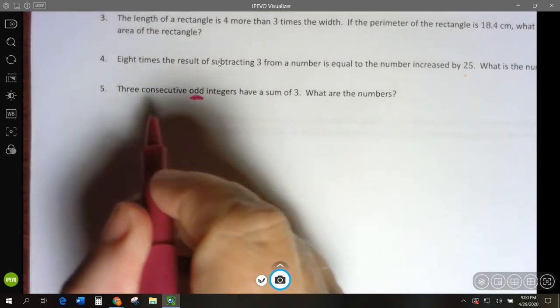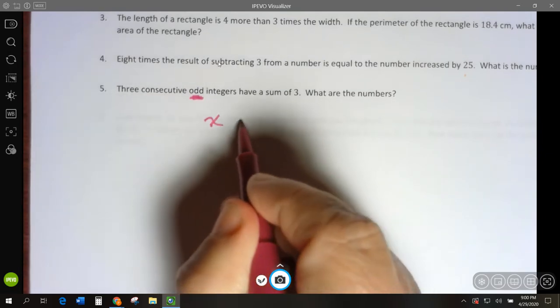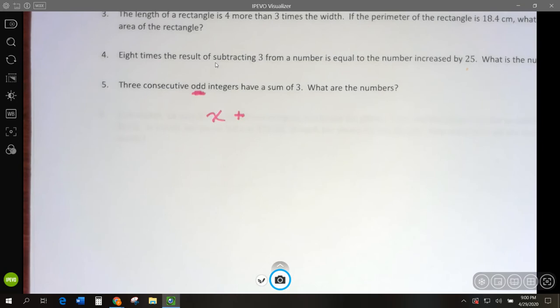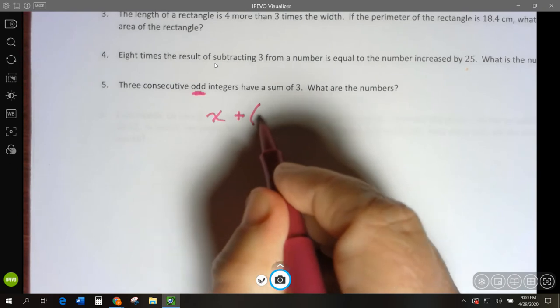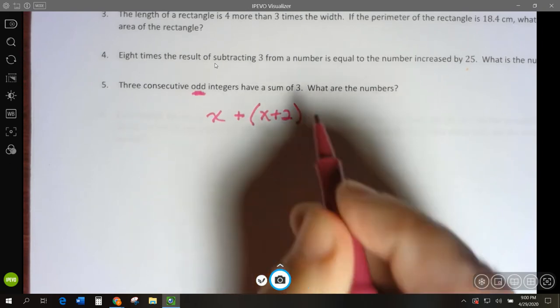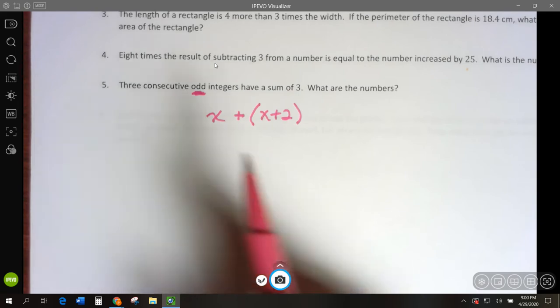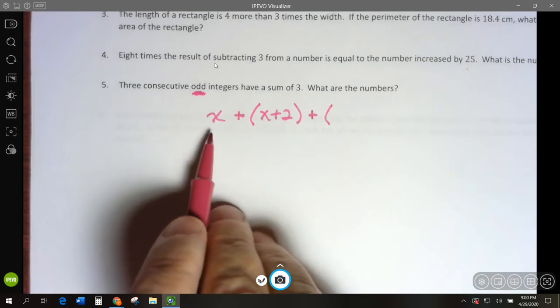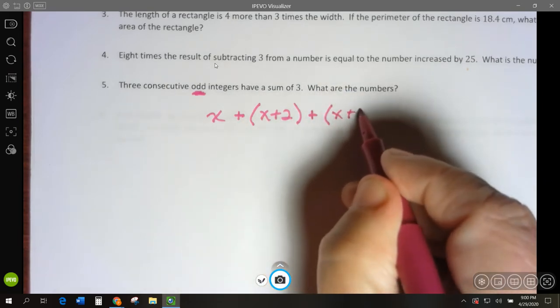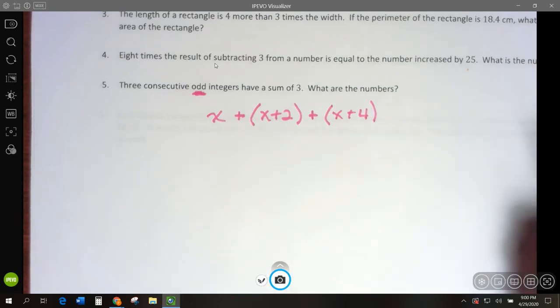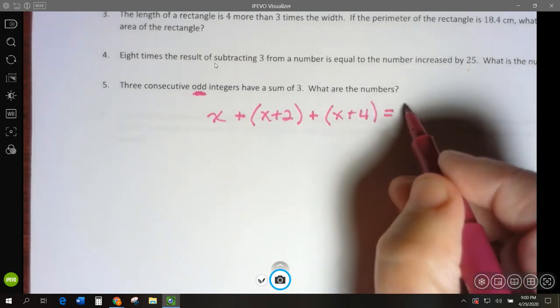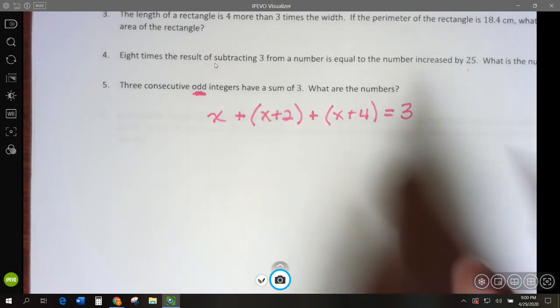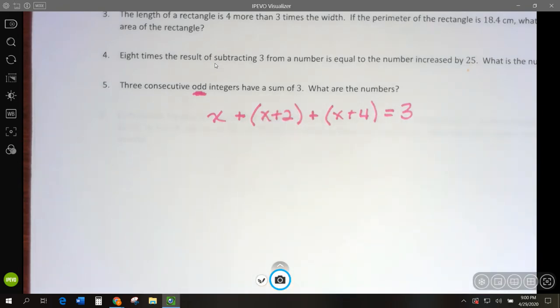So if our first number is x, right? Our second odd, the next odd number is not going to be the very next number, but 2 numbers away. So the next odd number is going to be 2 away from x. And then the odd integer after that is going to be 4 away from this, because we're counting every other number. And that's going to give us the sum of 3. Remember, sum is adding. There is our equation. So let's solve it.